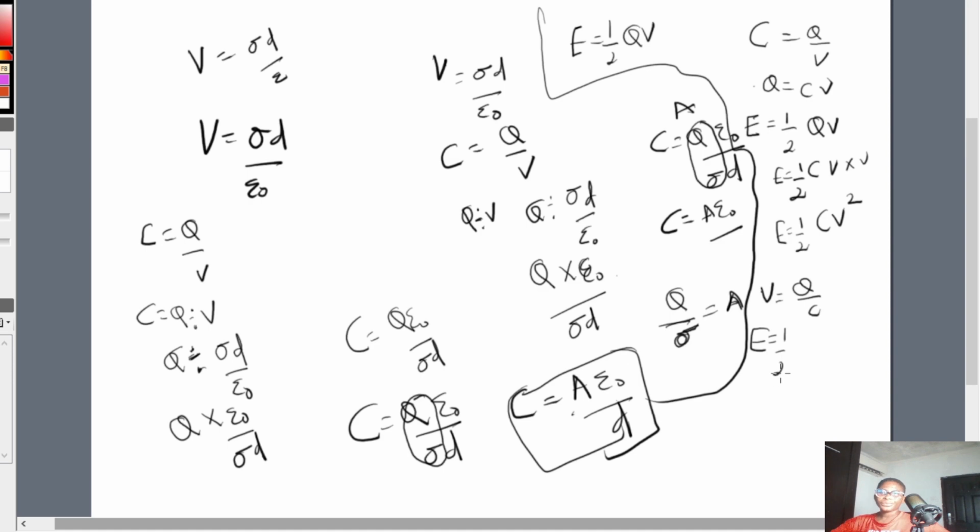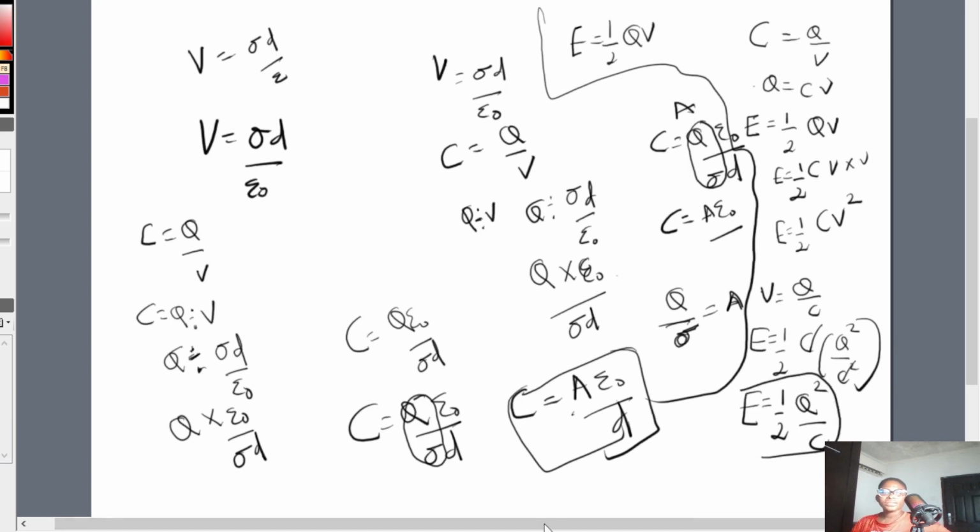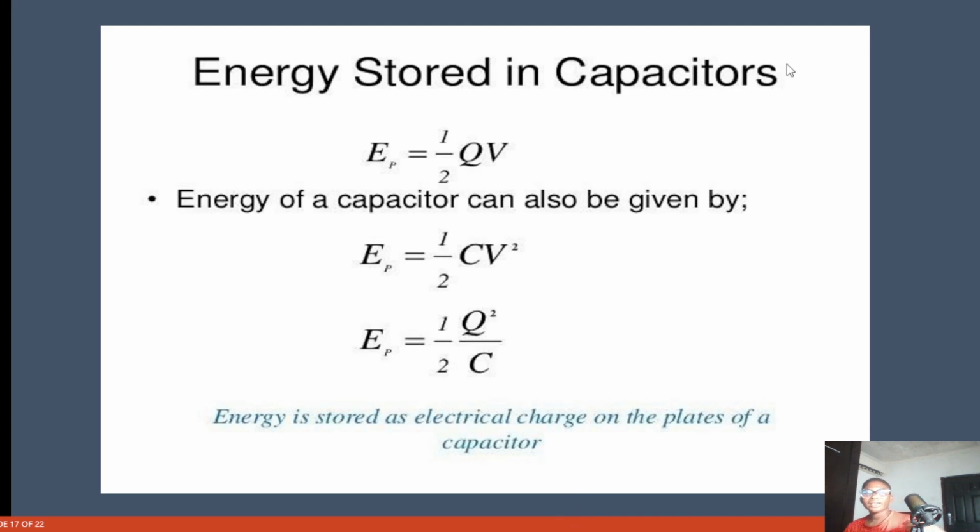1 over 2 C, then V, which is now squared, will be Q square over C square. If one C cancels one C, E will be equal to 1 over 2 Q square over C. And these are the formulas for the energy stored in a capacitor. So that's how to get all the formulas.